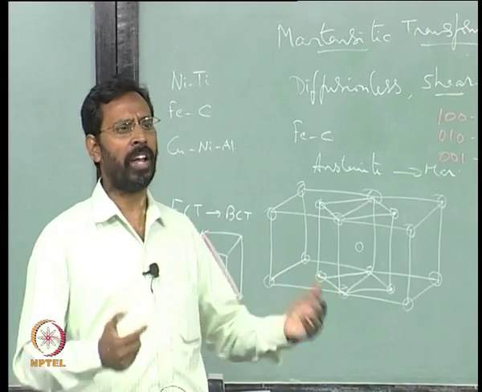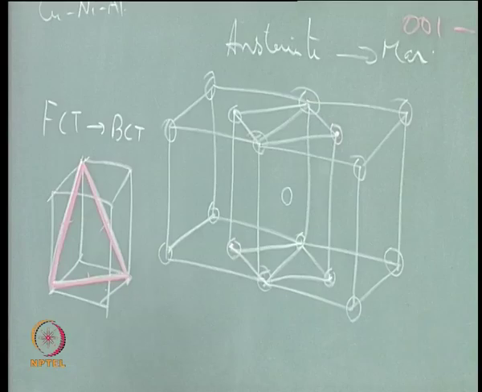Same atomic arrangements. I can also, when there is a choice between two possible unit cells, choose that particular unit cell which has the highest symmetry, because that is one of the criteria to choose unit cells. So, that is why it is called an FCC.